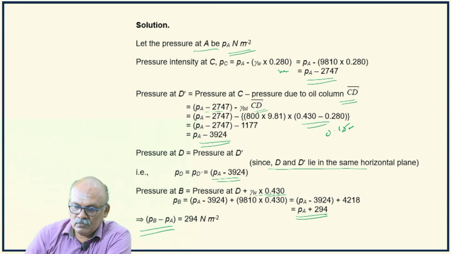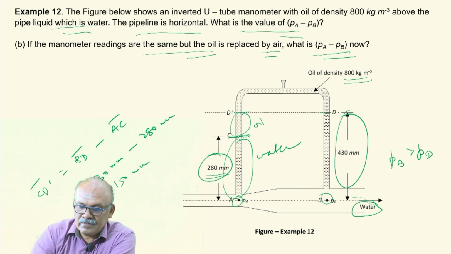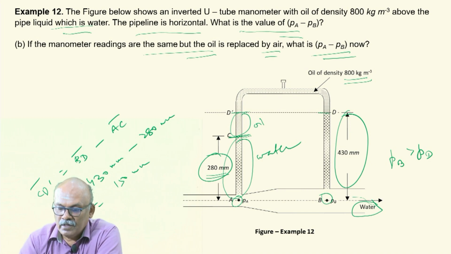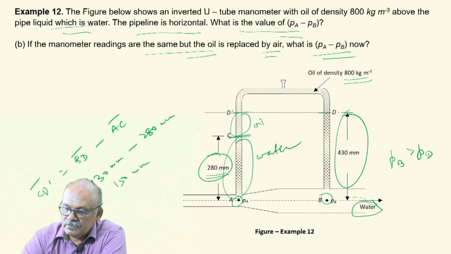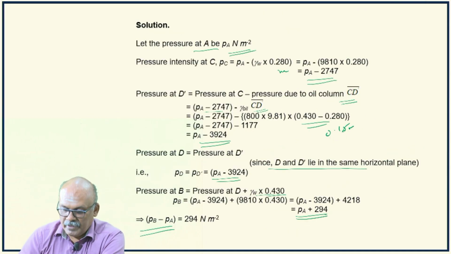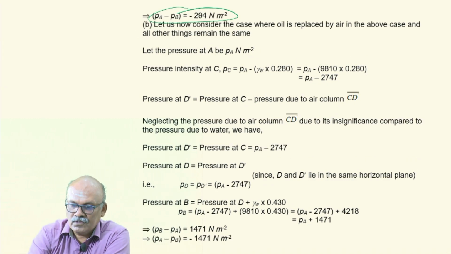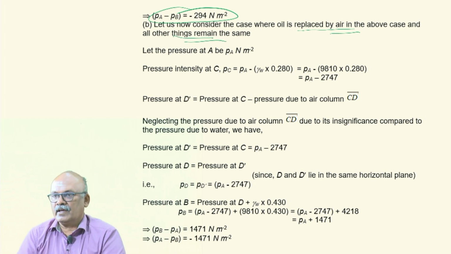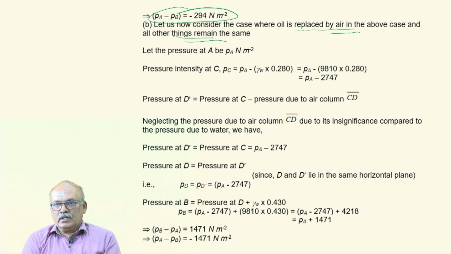The second problem, what is the second problem? If the manometer readings are the same, there is no change, same thing 280, 430, but you do not have oil, this oil is absent. So, here there is no oil, here you have air. So, what will be Pb minus Pa, that is what is asked. So, let us now consider the case where oil is replaced by air and the other things remain the same. The deflections of water in the inverted U tube manometer is the same.